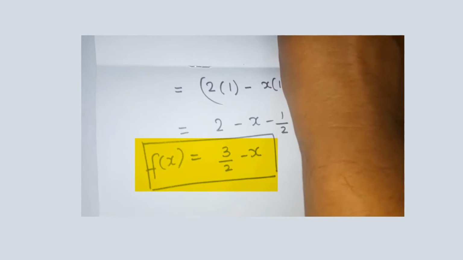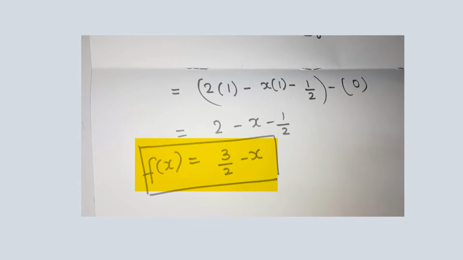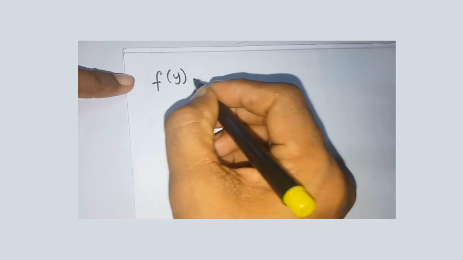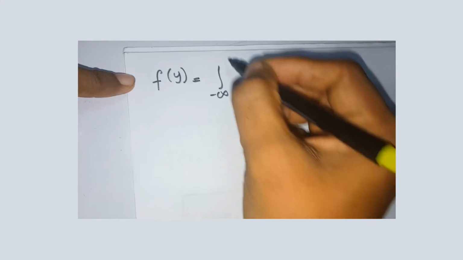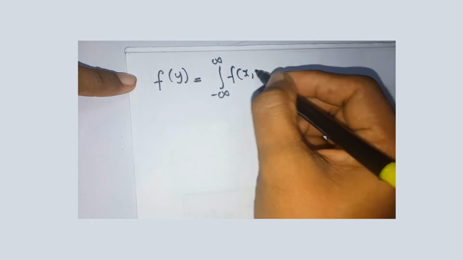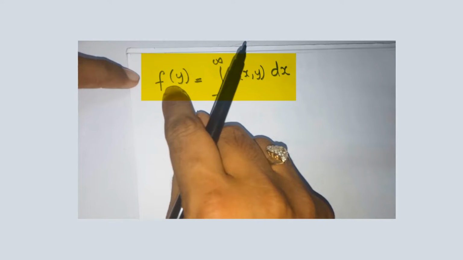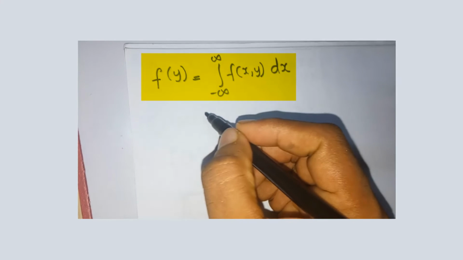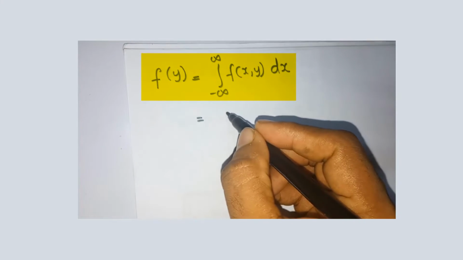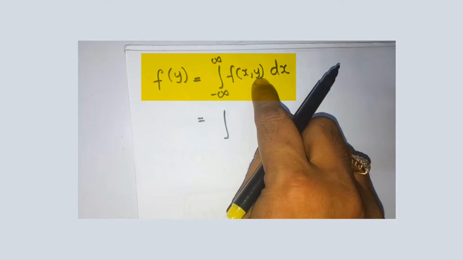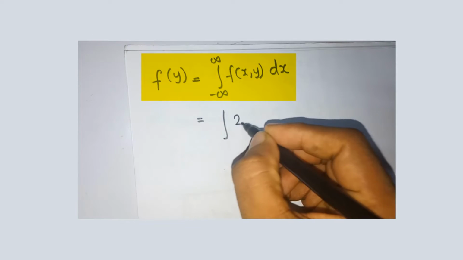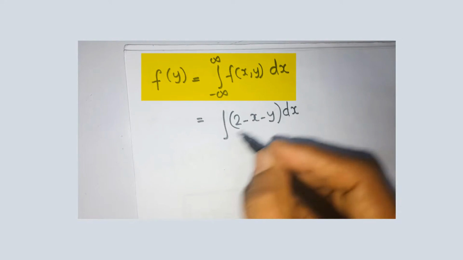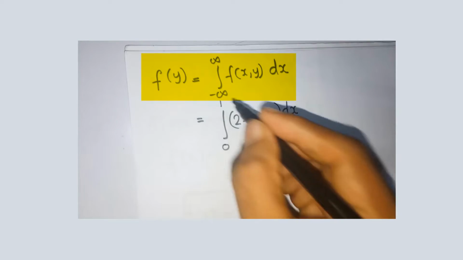Next, I need to find the marginal function of y. The formula is f of y is equal to the integral over the limits minus infinity to plus infinity of the function f(x, y) dx. Over here, when we are finding the marginal function of y, we need to take it with respect to x. Now I need to substitute the value. The function f(x, y) given in the question is 2 minus x minus y, into dx. The limit of x is given in the question as from 0 to 1.